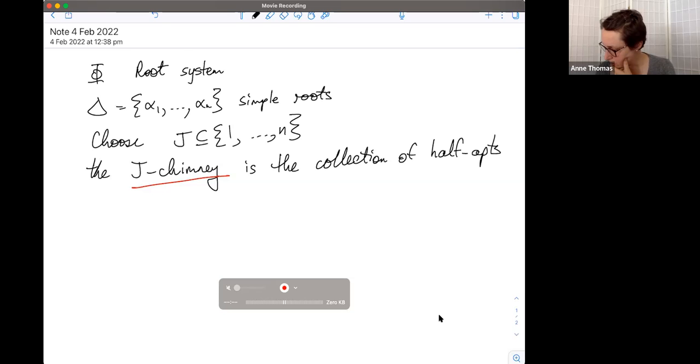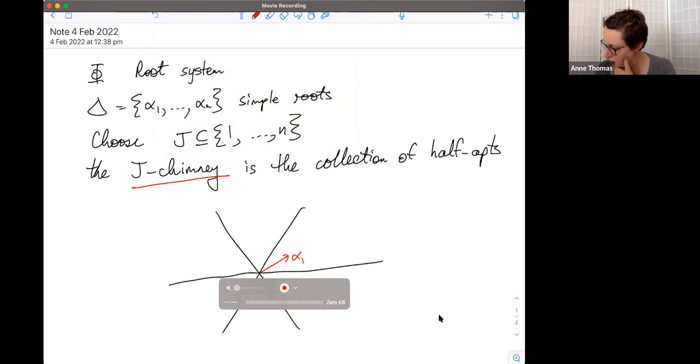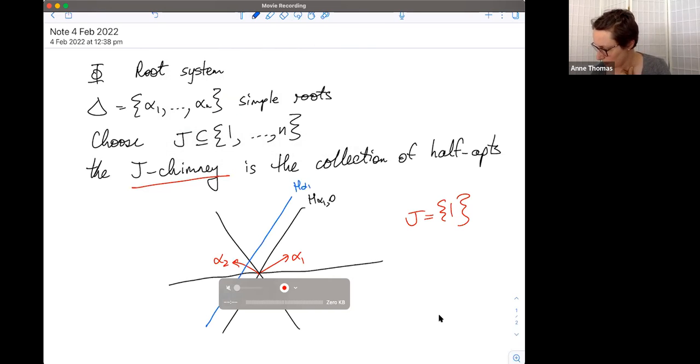Let me draw the picture I usually do. Type A2, we've got alpha 1 and alpha 2. Suppose I take J is 1. What we're going to include is, these walls have labels. This is H alpha 1, 0, this is H alpha 1, 1, H alpha 1, 2, etc. And then similarly with alpha 2.